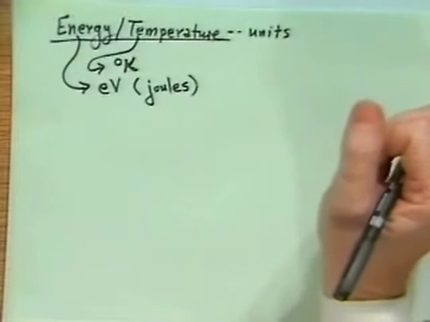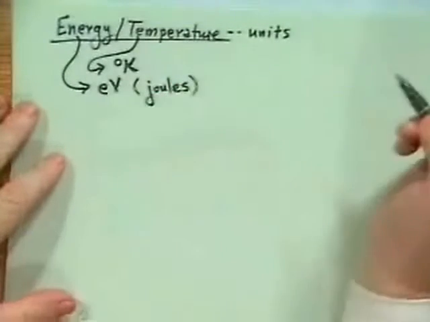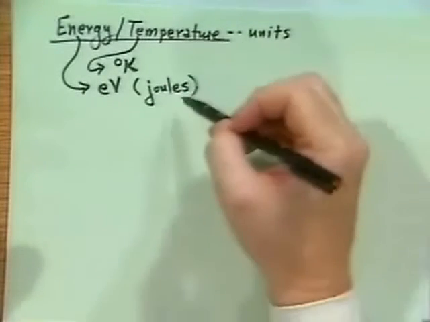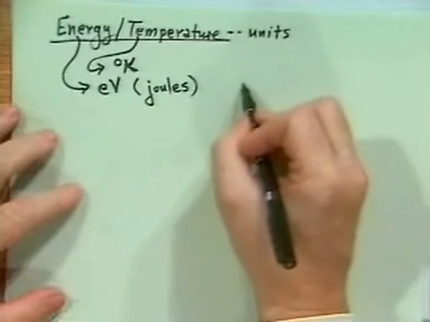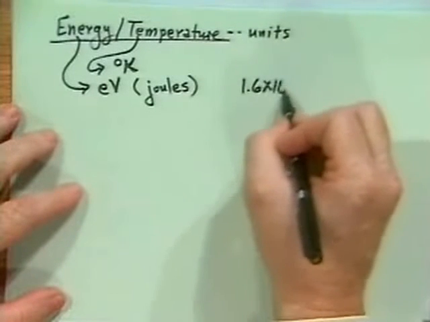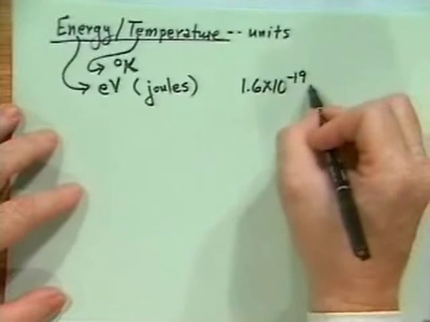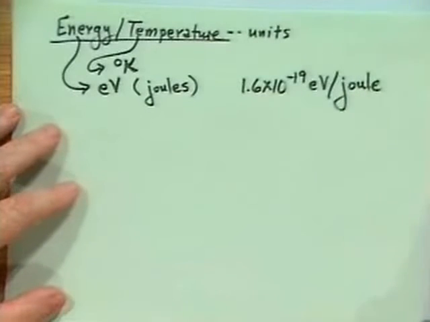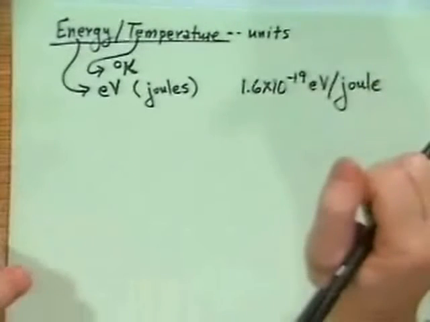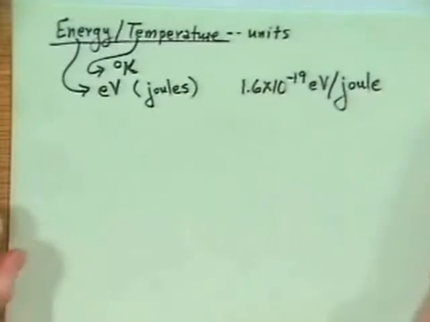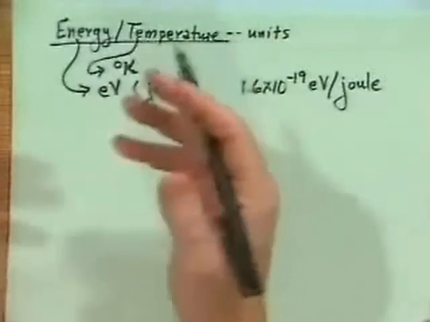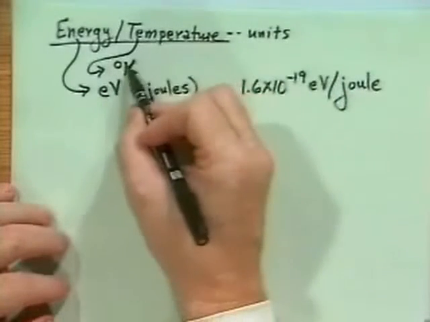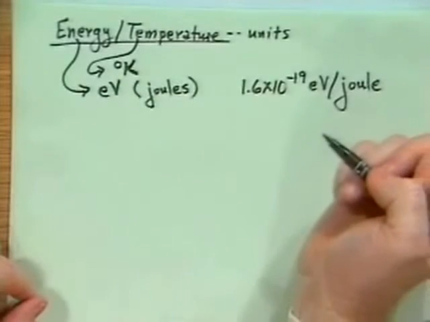But pragmatically, in plasma physics, we will find it convenient to talk about electron volts instead of joules, with the conversion being, of course, 1.6 times 10 to the minus 19th joules per eV. When you talk about a single particle basis, it turns out eV are a convenient unit. But what we will want to talk about is plasma temperatures, and we find it inconvenient to talk in terms of degrees Kelvin.